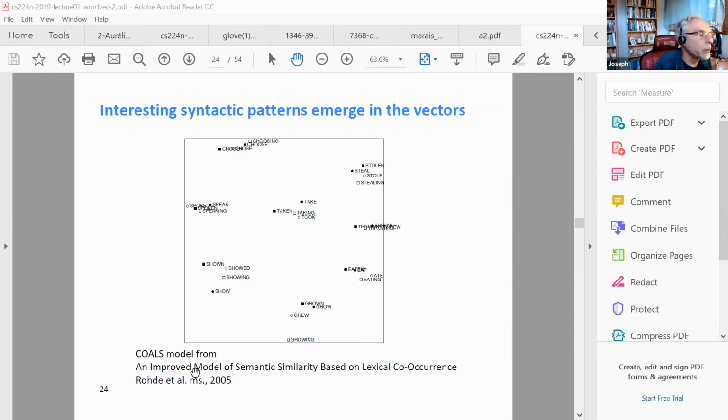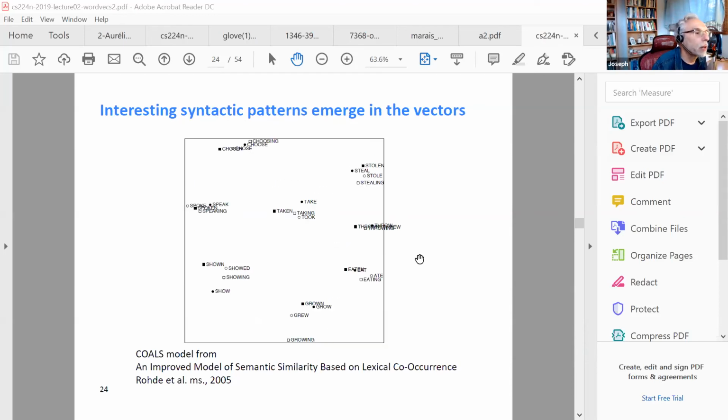Okay, so now he's talking about semantic similarity. That must mean meaning-based similarity. And so here he has speak, speaking, and spoke. These words cluster in the embedding space. Take, taken, taking, took. These all cluster. So that's what they mean by syntactic patterns emerging.